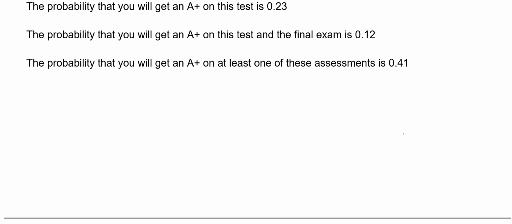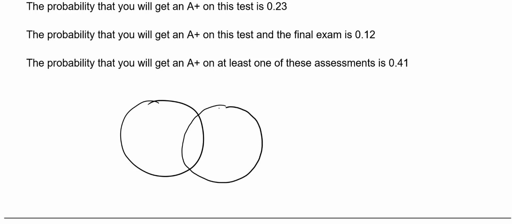The probability that you get an A plus in this test is 0.23. The probability that you get an A plus in this test and the final is 0.12. And then the probability that you get an A plus on at least one of these assessments is 0.41. Okay, so we need to draw a Venn diagram and kind of label everything. So let's kind of start out here. All right, and we're going to call this our test, and this is the final.